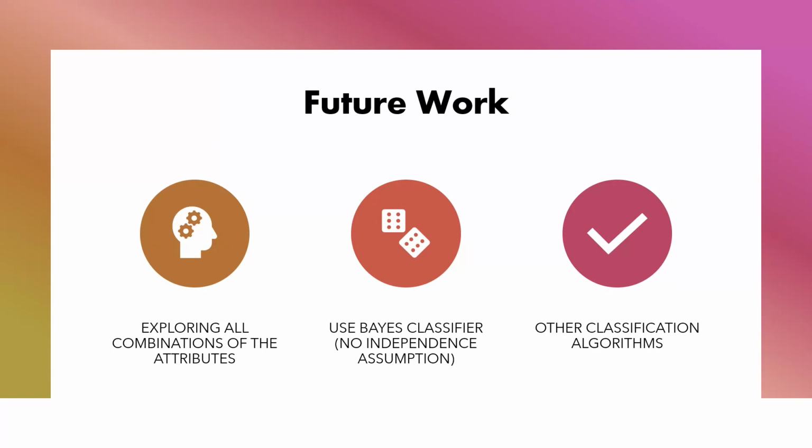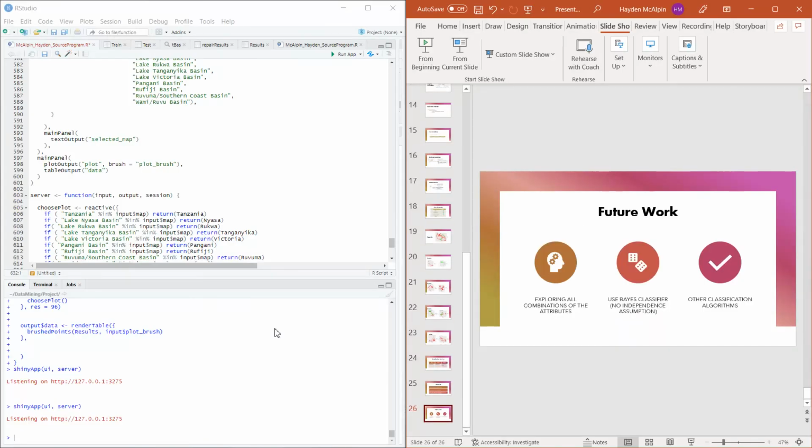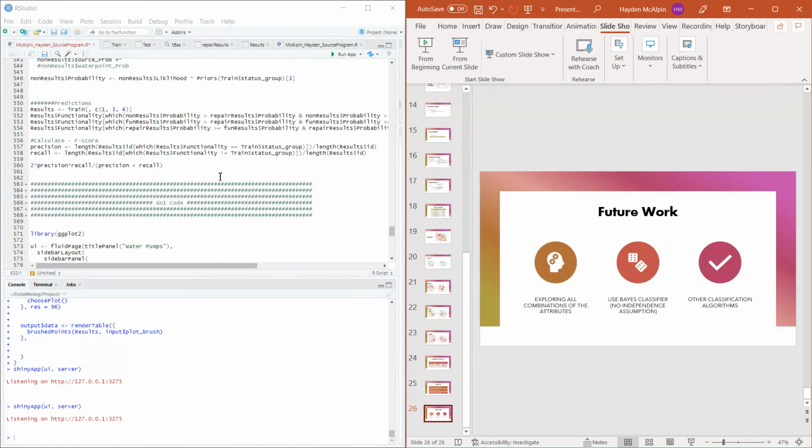Some future work to build on top of this project is going through and exploring every possible combination of the 40 attributes, which would take time, but with this model already developed, it's a little bit easier now to go through and view these combinations. Possibly using the Bayes classifier instead of the Naive Bayes, as the Bayes classifier does not assume independence of the attributes, and so this could lead to different results. And also looking at other classification algorithms and seeing if they work more optimally with this data set. Now I will go over a demo of my GUI.